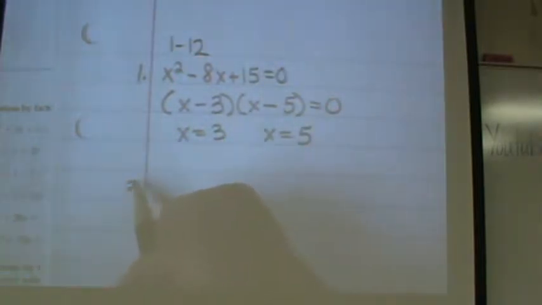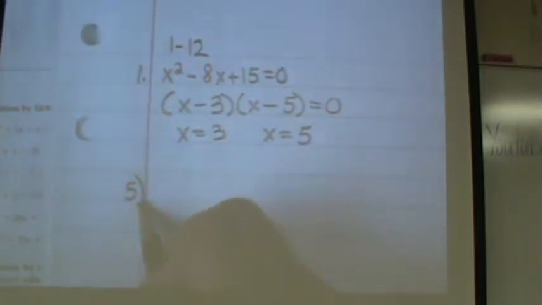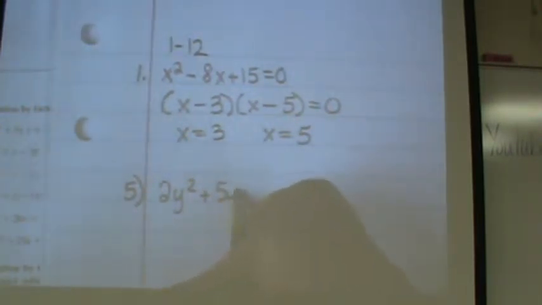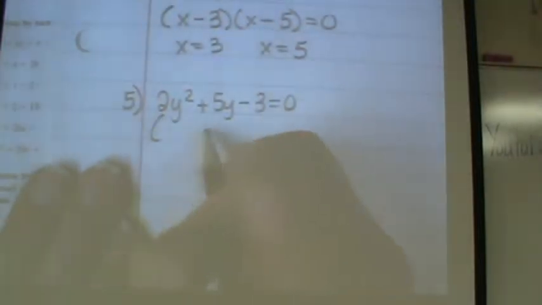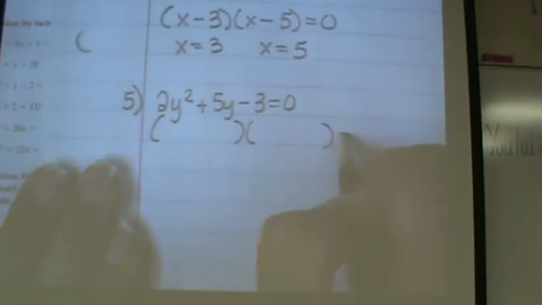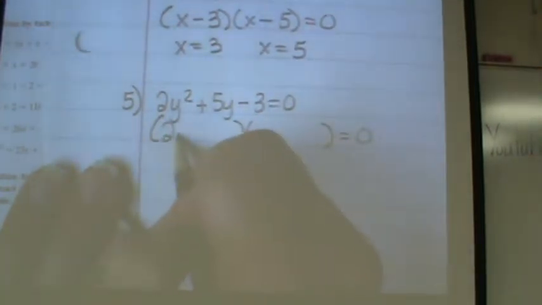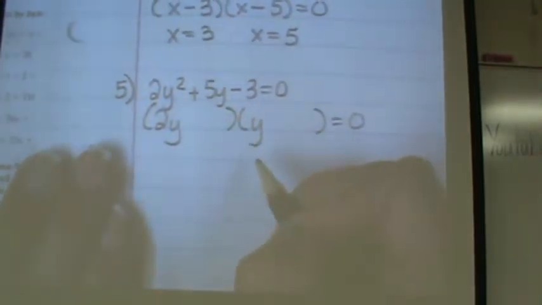We're going to skip 3, we'll do number 5. Number 5, 2y squared plus 5y minus 3 equals 0. This one, we're going to say what times what is 2y squared. We don't have very many choices here.